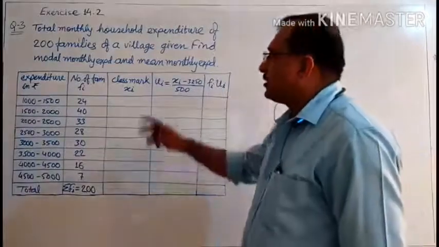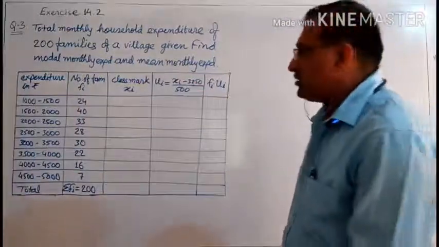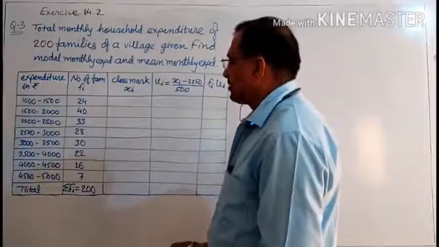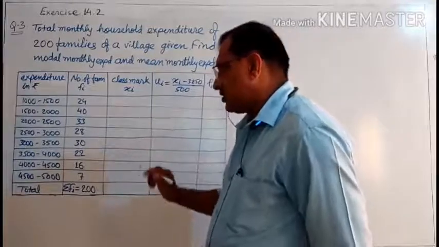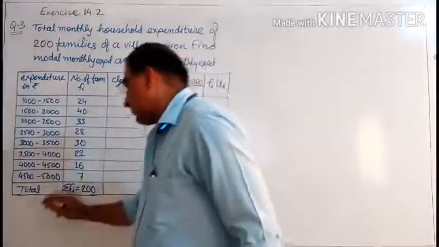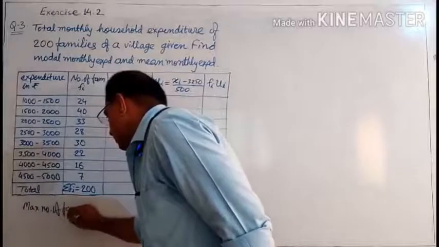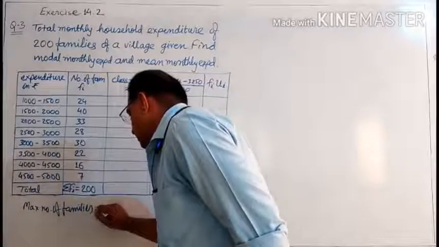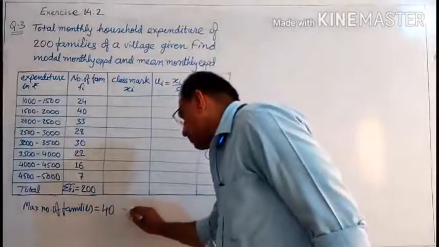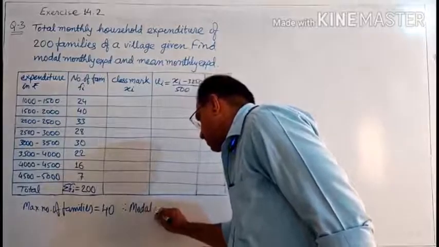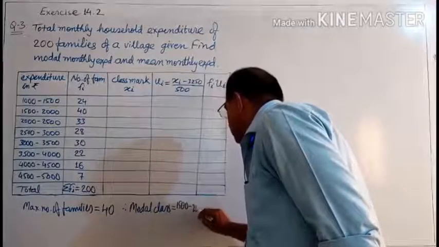Our question is to find two things: first of all, the modal monthly expenditure, and then the mean monthly expenditure. Let us first go for the modal monthly expenditure. For this, we first have to find the modal class. For the modal class, you can see the maximum frequency, the maximum number of families, is 40. The class of this frequency is called the modal class. So here the modal class is 1500 to 2000.